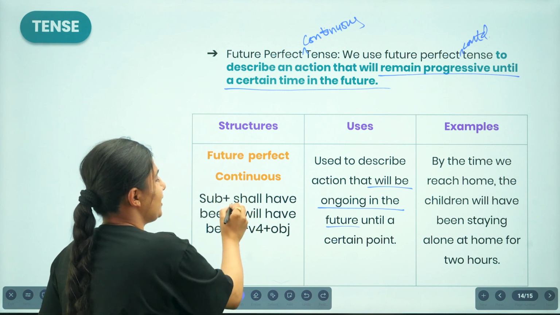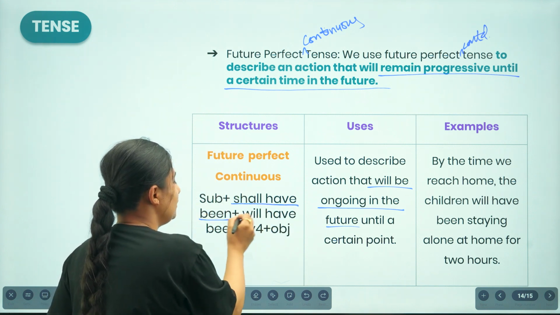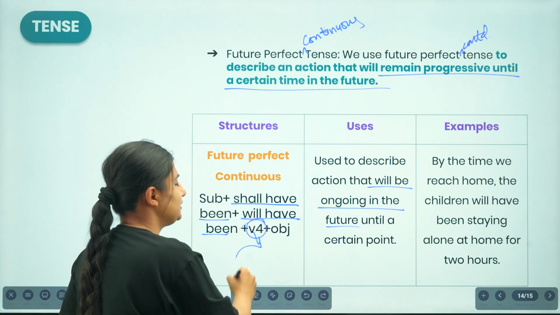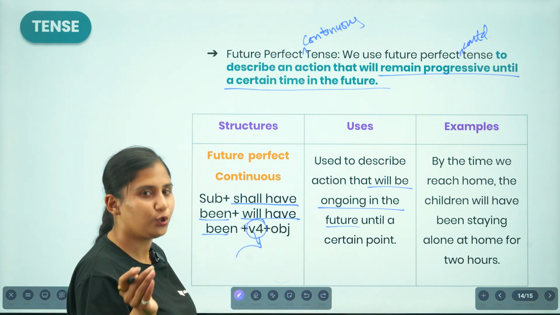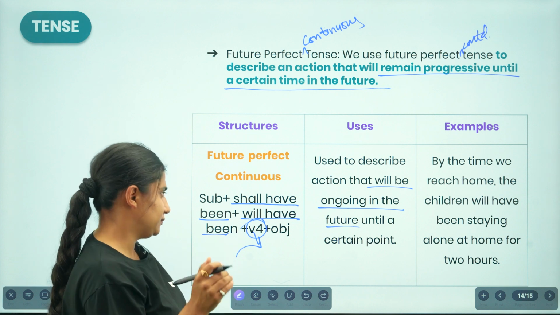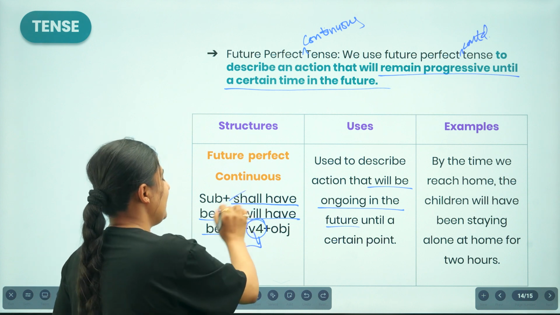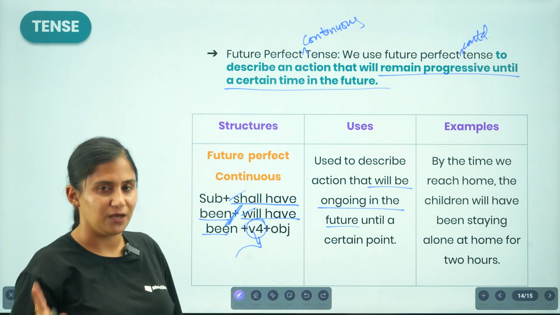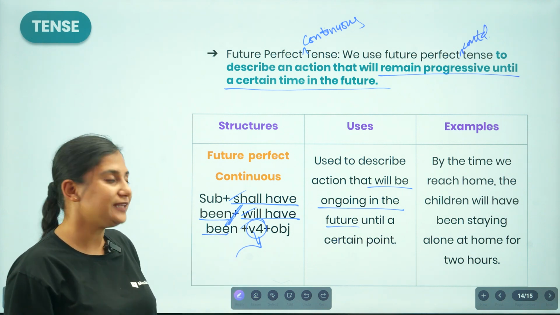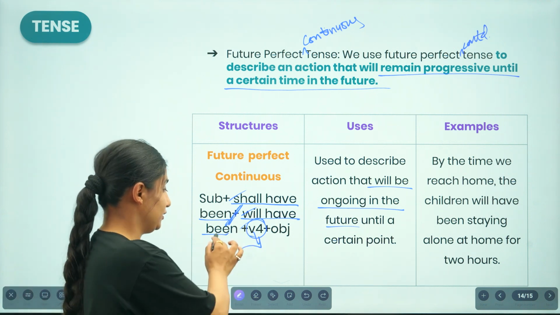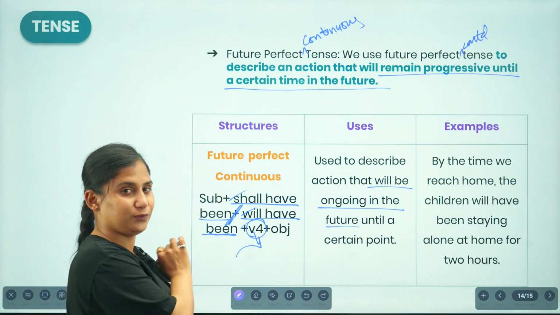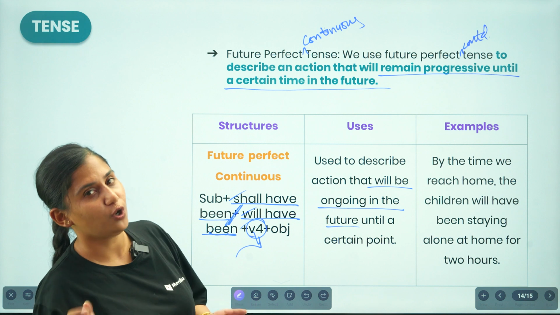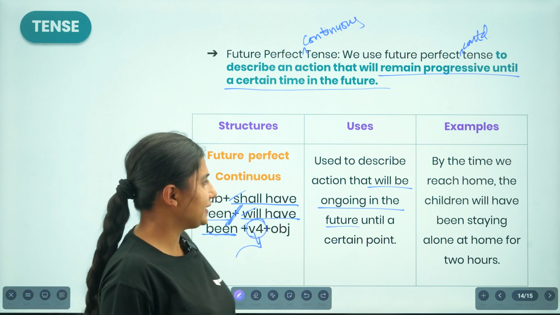So we use the formula, that is shall have been or will have been along with the verb 4. Why verb 4? Because the action will be in progress until a certain period of time. So because of this particular idea, we use either shall have been or will have been. You choose shall or will based on the subject, and along with that you are also using the verb 4 along with the been as well, because you will be indicating an action that will be in a progressive form for a certain period of time. So let us talk about the example over here.